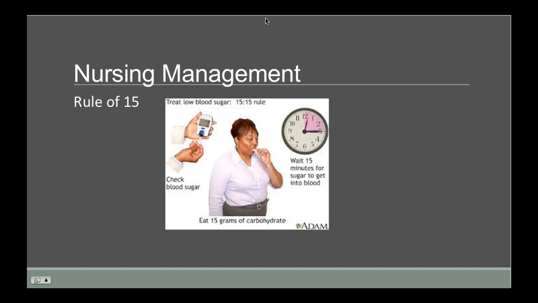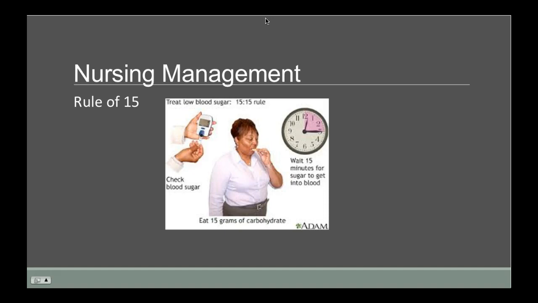Nursing management for hypoglycemia includes the rule of 15. And the rule of 15 means that you're giving 15 grams of carbs and rechecking in 15 minutes. And if the blood sugar is still below 70, you're going to give another 15 grams of carbs. And this will continue for about 2 or 3 doses. You may need to give a complex carbohydrate so that you don't end up dropping them back down. And you don't want to overtreat the patient. So those are all important considerations.